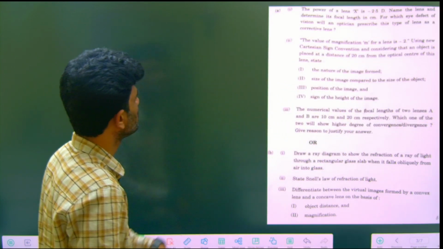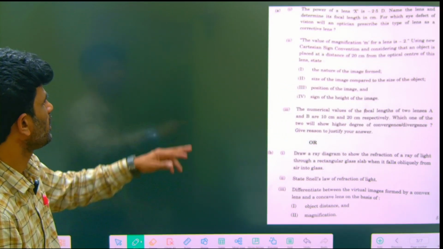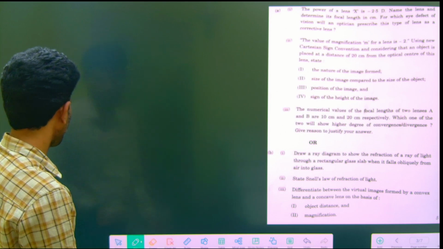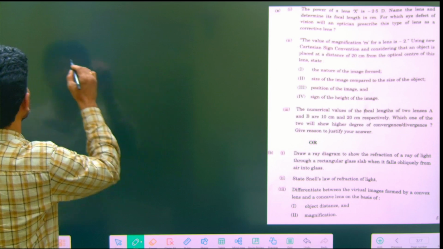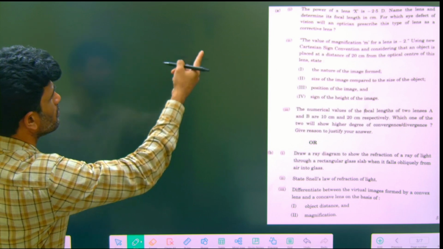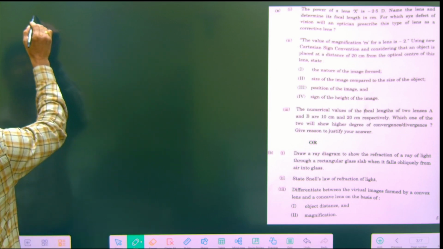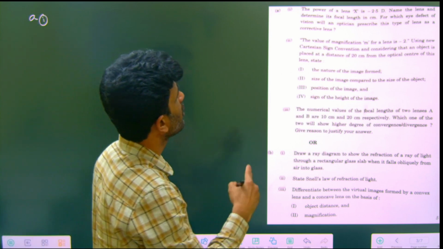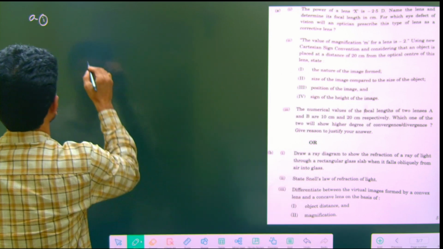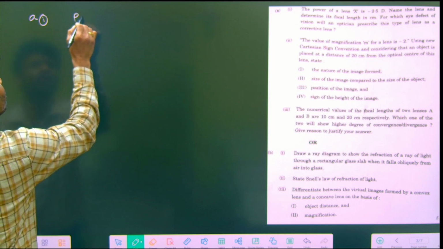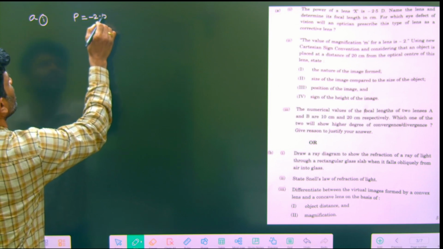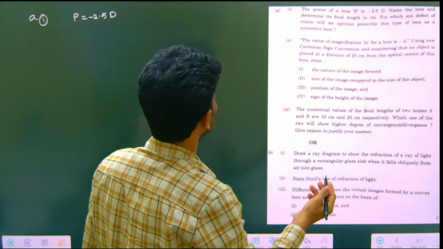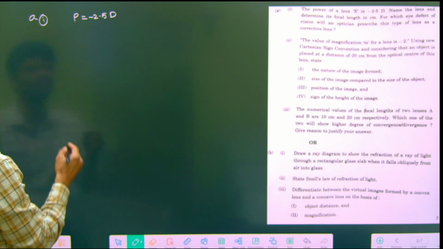Now coming to a 5 marks question. Either A or B, anything you can answer. This is from light. It is a 5 marks question in which some parts of the question are given. So let us take A. In that, the first one: the power of lens X is minus 2.5 diopters. Name the lens and determine its focal length in centimeters.